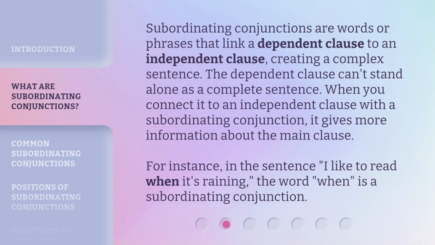Subordinating conjunctions are words or phrases that link a dependent clause to an independent clause, creating a complex sentence. The dependent clause can't stand alone as a complete sentence. When you connect it to an independent clause with a subordinating conjunction, it gives more information about the main clause. For instance, in the sentence, "I like to read when it's raining," the word when is a subordinating conjunction.